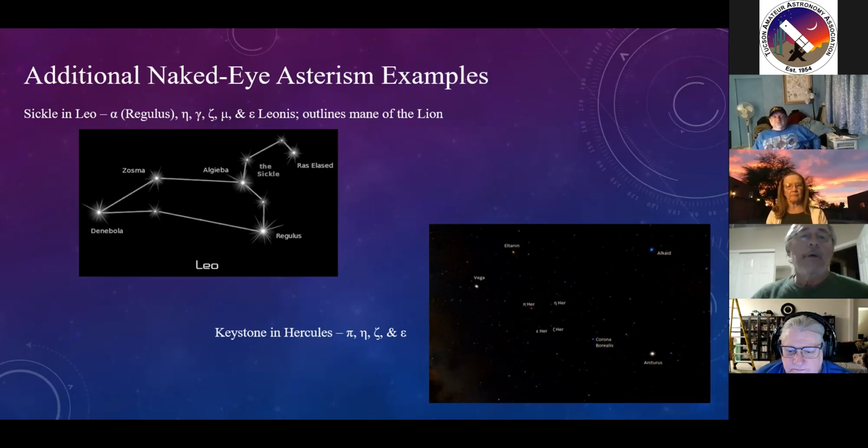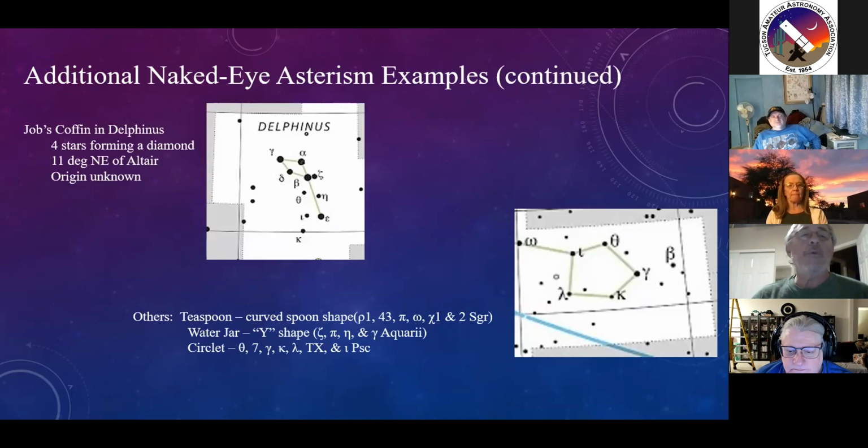Okay, now we move on. I still have some additional naked eye asterisms. I think I caught just about all of them. A couple are a little bit more obscure, and I don't know how many of you are familiar with the constellation Delphinus, but it lies 11 degrees northeast of Altair. It's up in the northwestern sky right now, but it's starting to drop down.